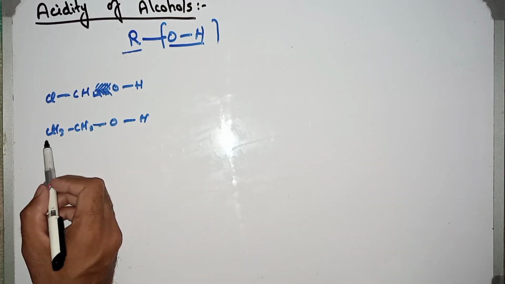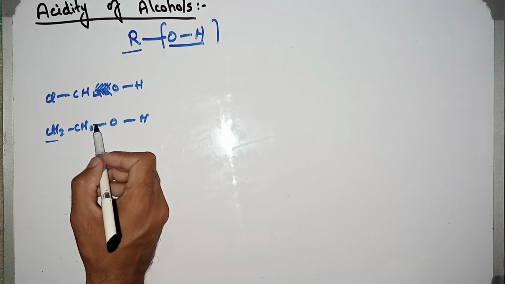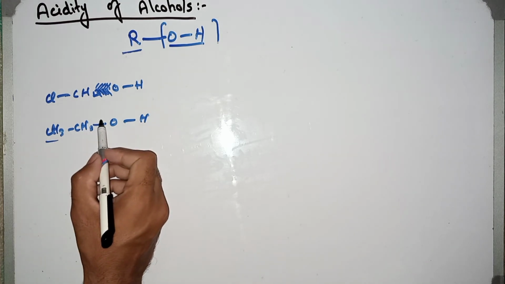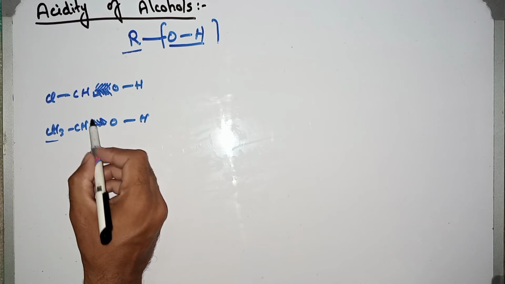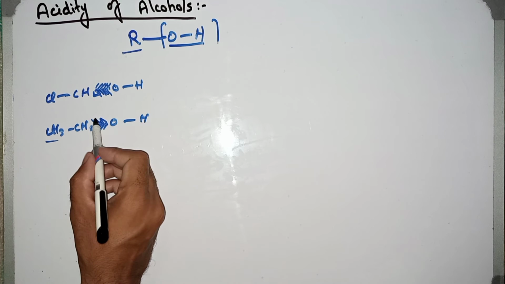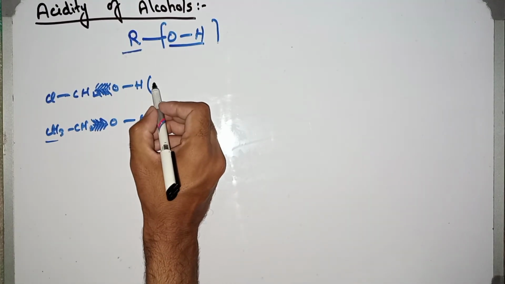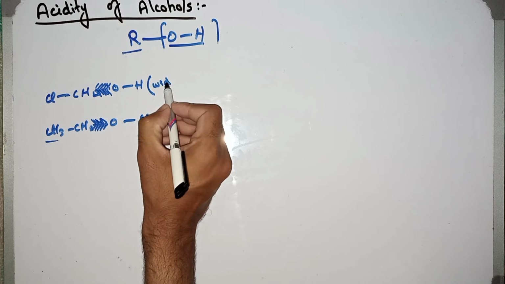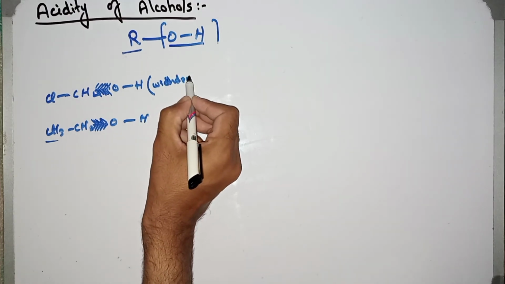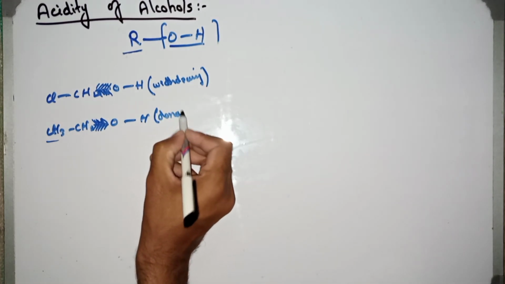While in the case of ethanol, this alkyl group will increase the electron density on this oxygen. It will donate electrons to this oxygen, so that is the electron donating group. Electron withdrawing groups have a withdrawing effect, while this is the electron donating effect.